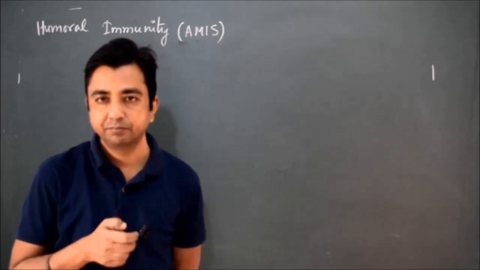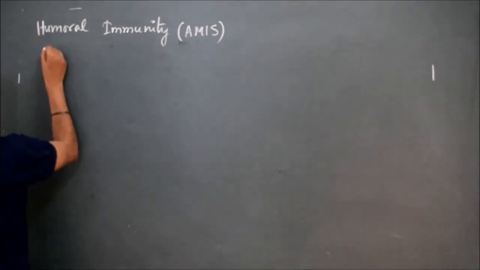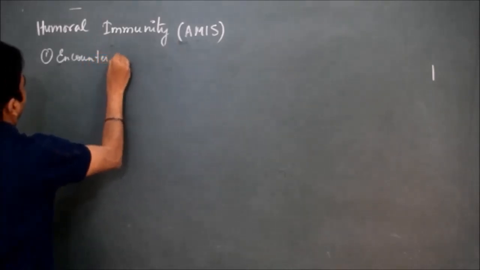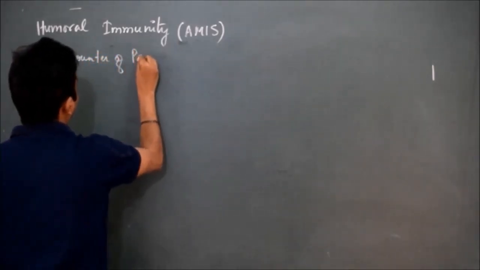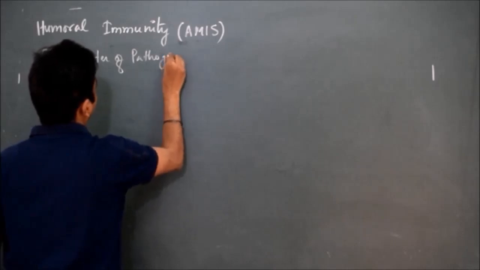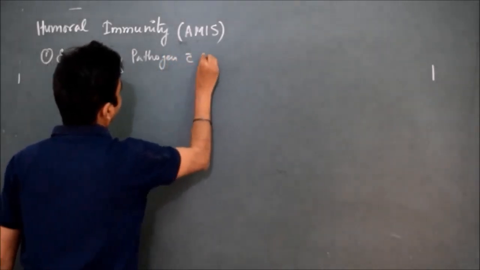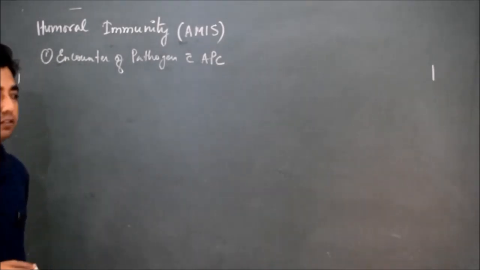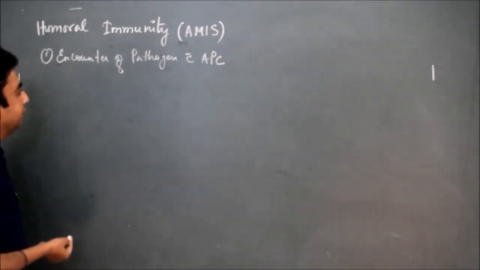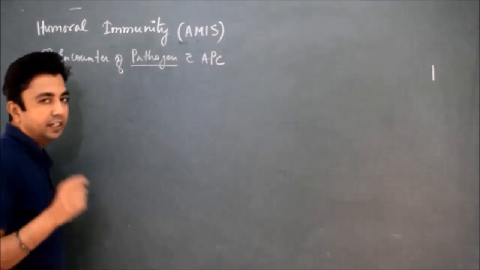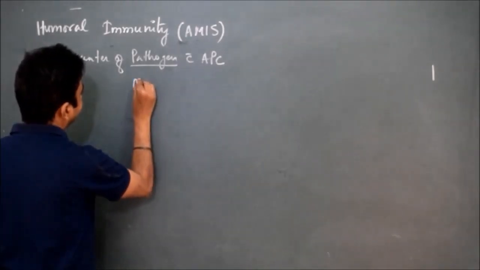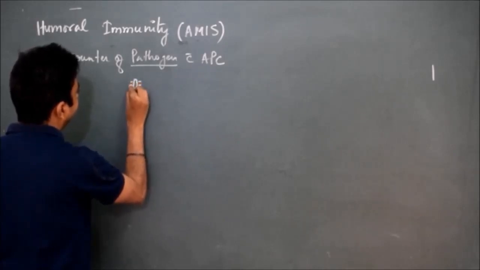presenting cells. That is, encounter of pathogen with APC, antigen presenting cells. Here I am taking pathogen as bacteria. So I am drawing a bacteria. This is a bacteria.